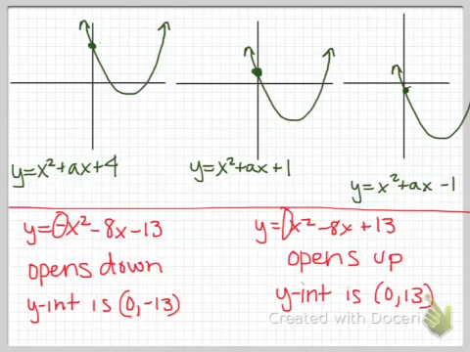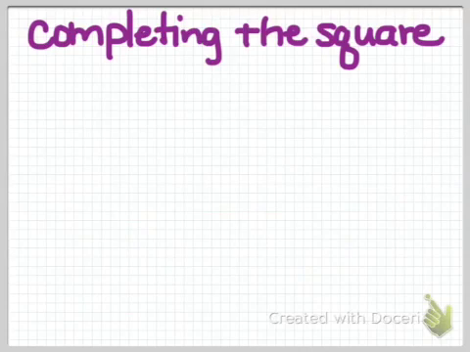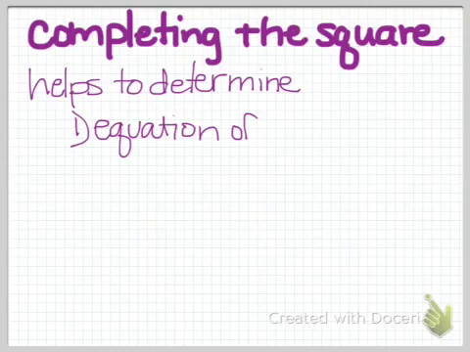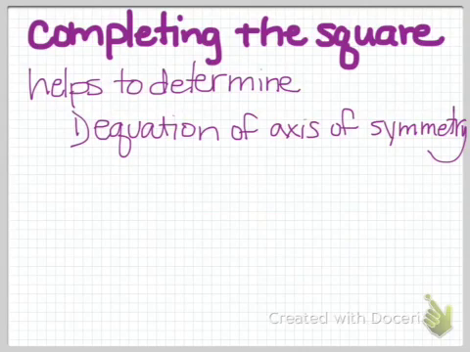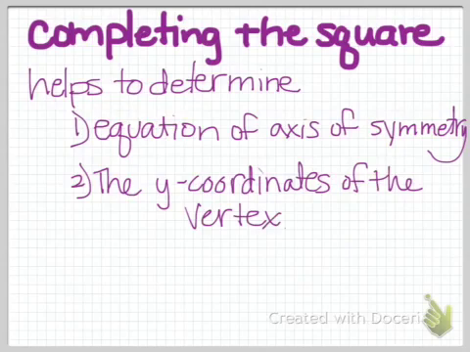So that's 2 very good pieces of information about graphing parabolas, but we need more. So we're going to employ completing the square to figure that out. Completing the square helps to determine 2 things. It helps you figure out the equation of the axis of symmetry, so if you remember that line of symmetry that goes straight down the middle of the parabola. And then it also lets you know the y-coordinate of the vertex.